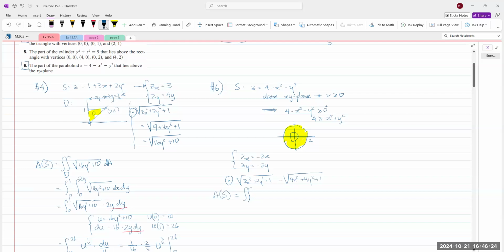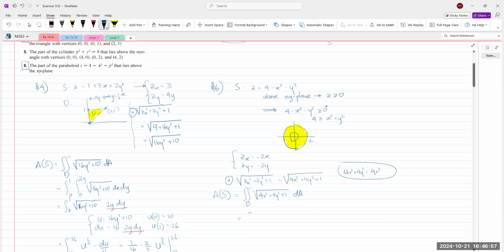Okay, double integral over D of square root of 4x squared plus 4y squared plus 1 dA. And you see that this integrand is quite similar to, we can convert this into polar integration, right? Because notice that 4x squared plus 4y squared equals 4r squared, right?